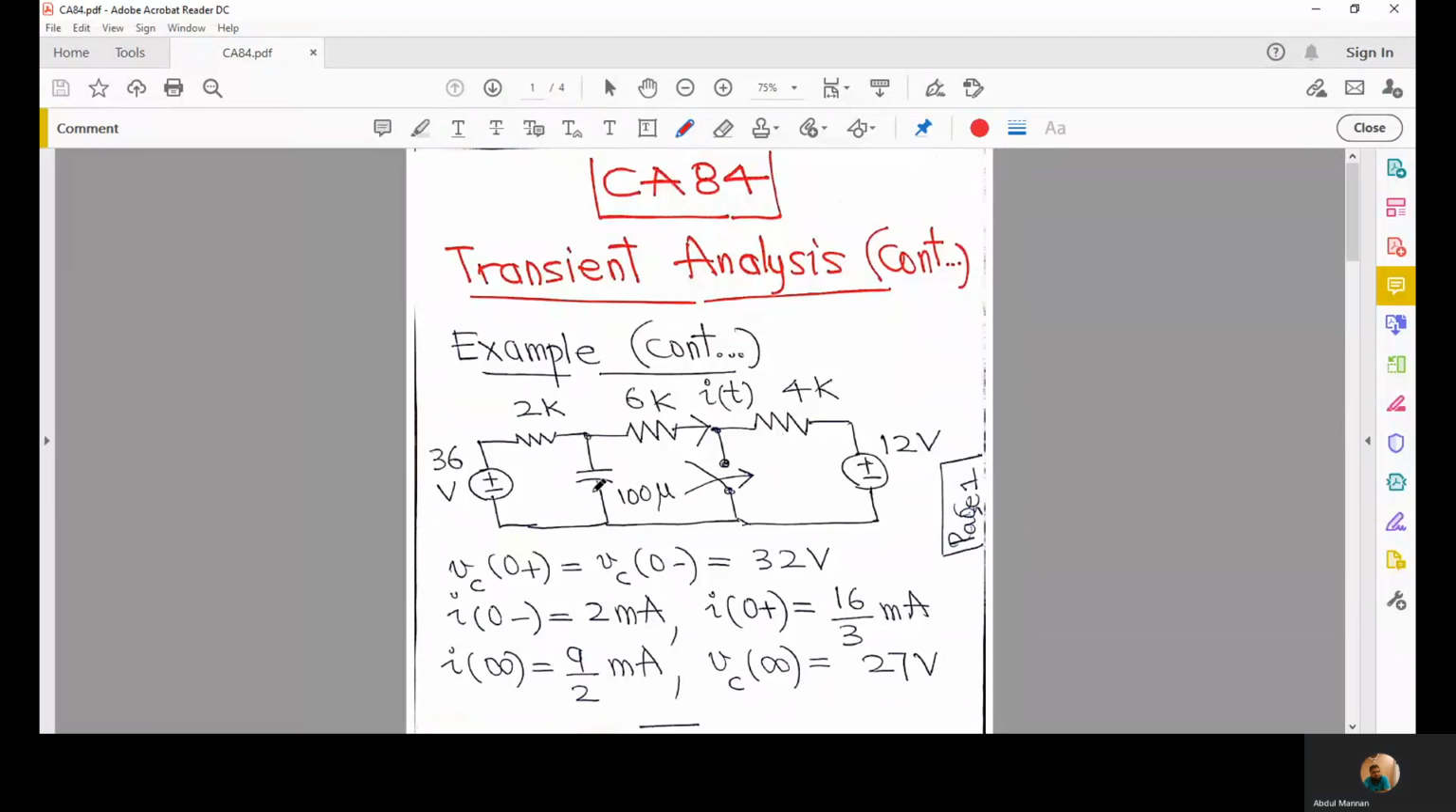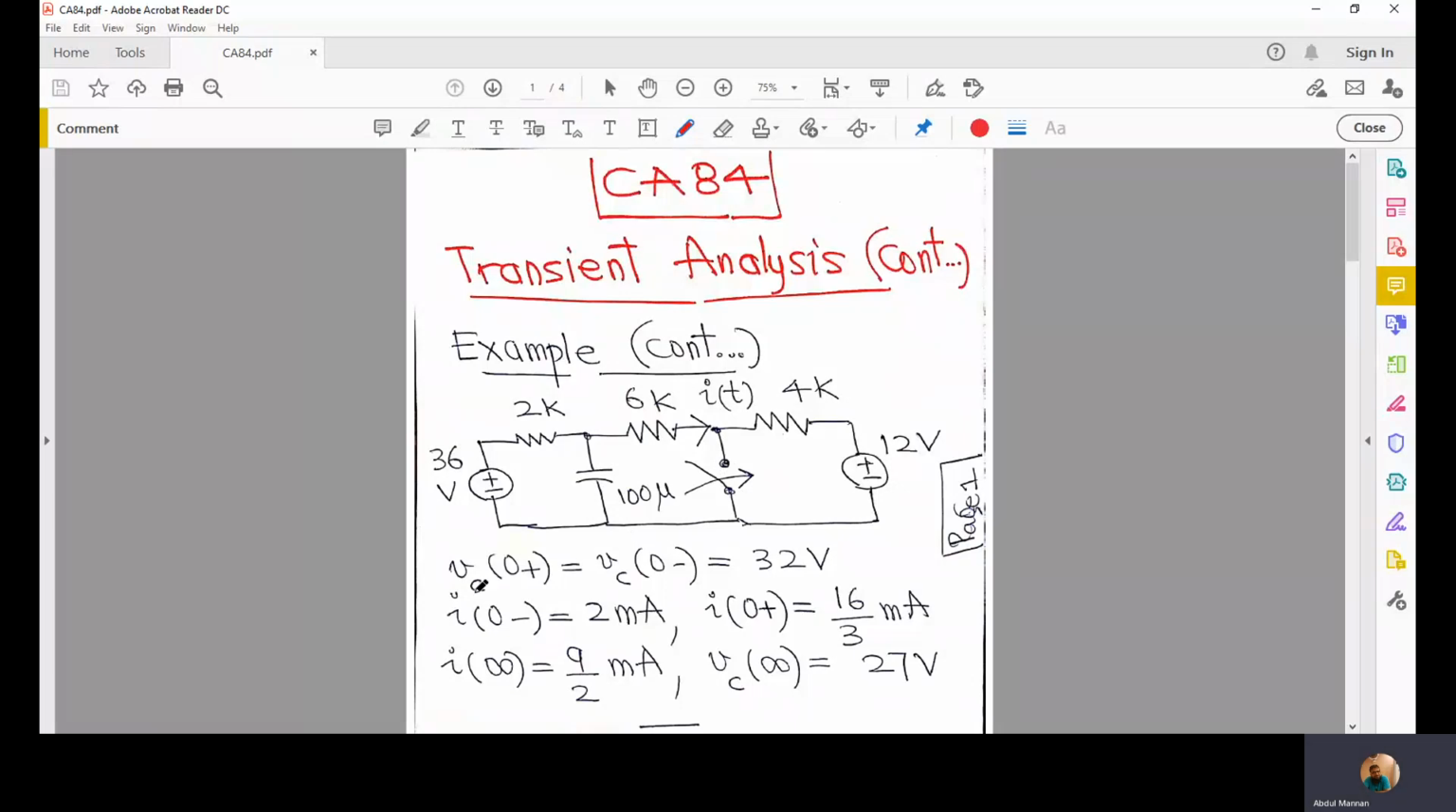This means that this capacitor was fully charged at a voltage we calculated in last lecture, and then the switch was moved to position. It was closed, replacing this branch with a short circuit, and we were asked to find I of t and the voltage across the capacitor, V sub C of t, for all t.